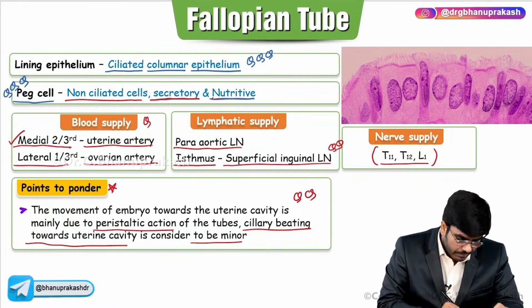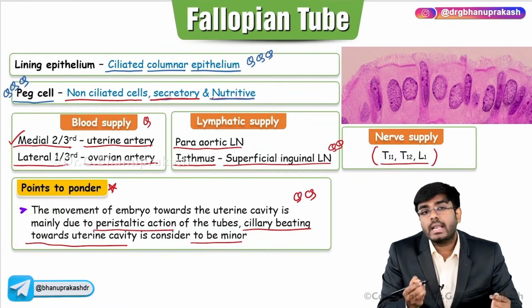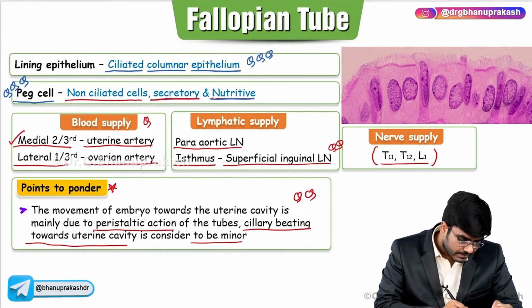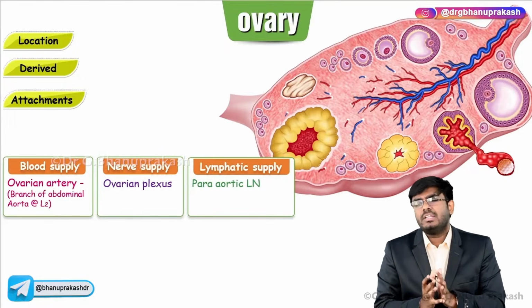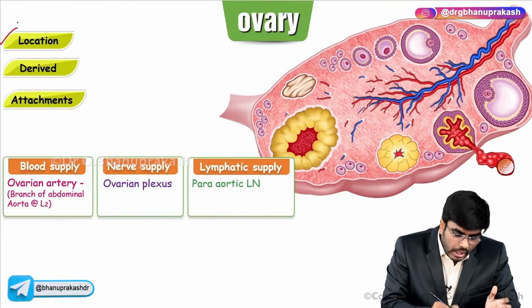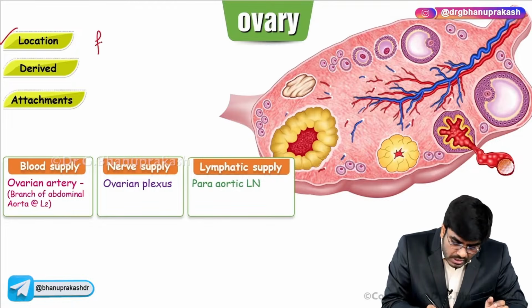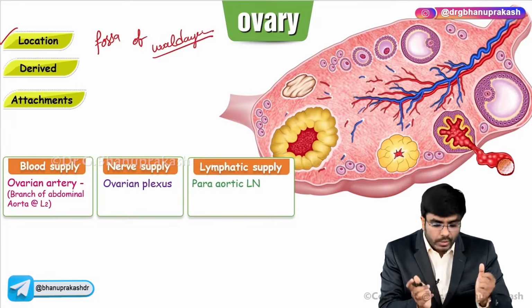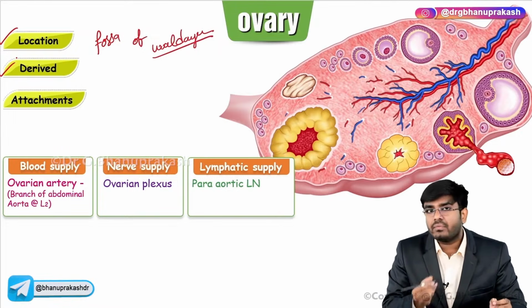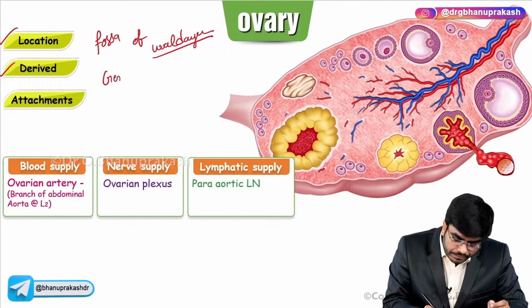Now, after the fallopian tube, let's talk about the ovaries. Ovaries is a very small topic. Where exactly are the ovaries located? Ovaries are located in a fossa known as the fossa of Waldeyer. There is this fossa where these ovaries are located, and the ovaries are derived embryologically from the genital ridge. Already we have discussed this.